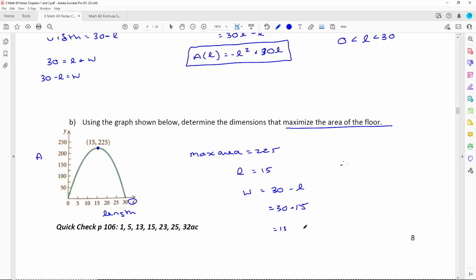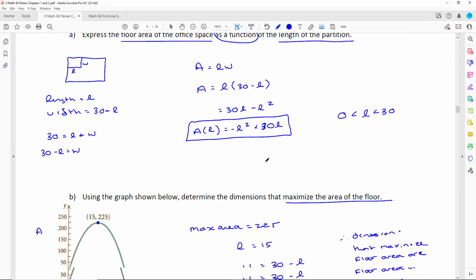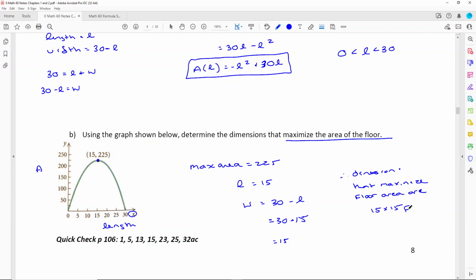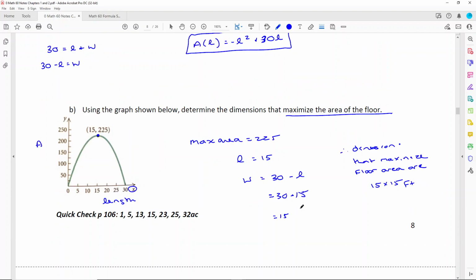So therefore, we like to answer word questions with word answers. Therefore, the dimensions that maximize floor area are 15 by 15, do we know the units? Feet. Sweet. Okay, so that's the end of this section.